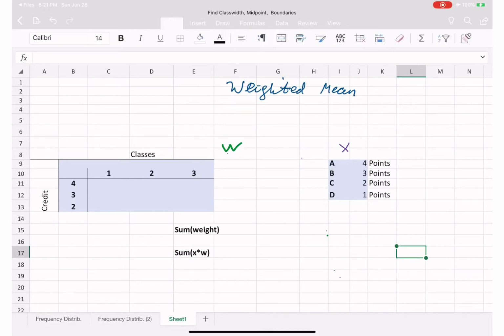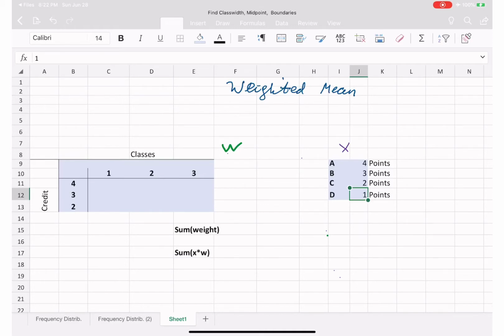A student received the following grades. A worth 4 points, received B, and that worth 3 points. Student received C and got 2 points, and received D, it got 1 point. So we need to find the final grade of the student based on point score. So this is what we have.